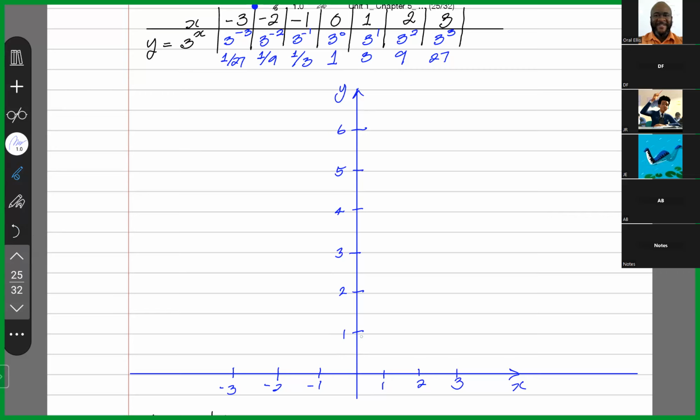When x is 0, y is 1. So this is a point. When x is 1, y is 3. So another point is about here. When x is minus 1, y is 1/3. It should be about here. Then 1/9 and 1/27. So getting an idea as to how this is going to look.